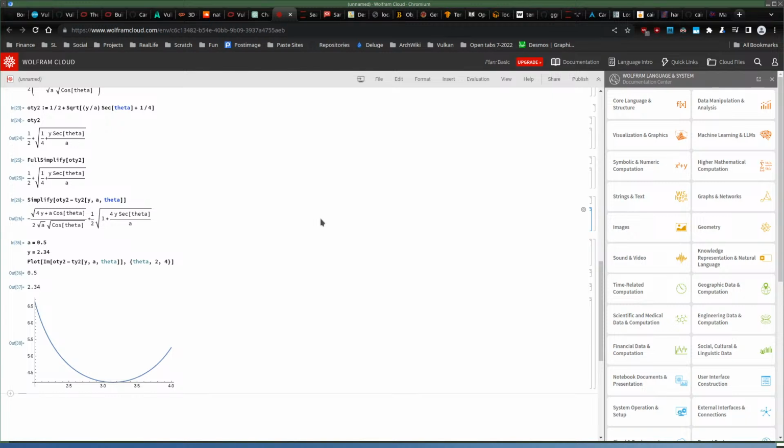I am shocked. Okay, so it was almost the same, but not quite. The imaginary part is non-zero in that area. What went wrong?